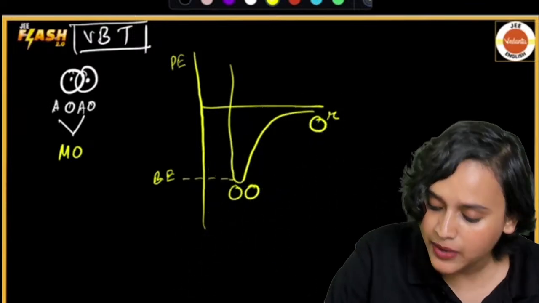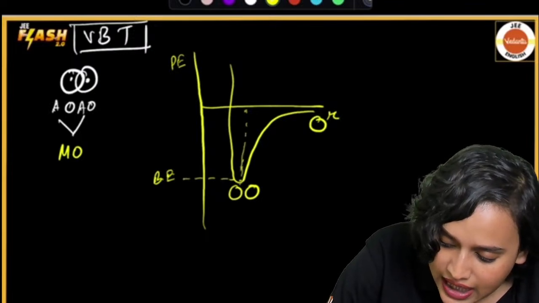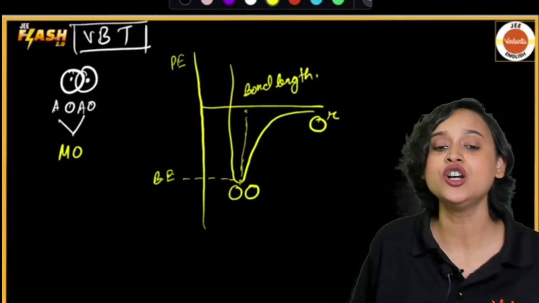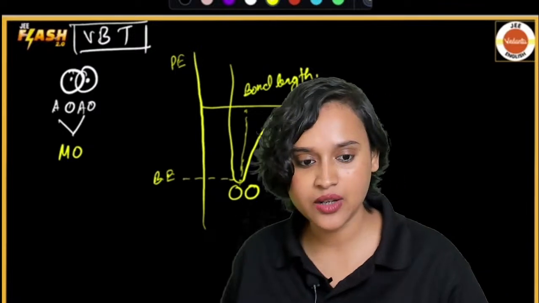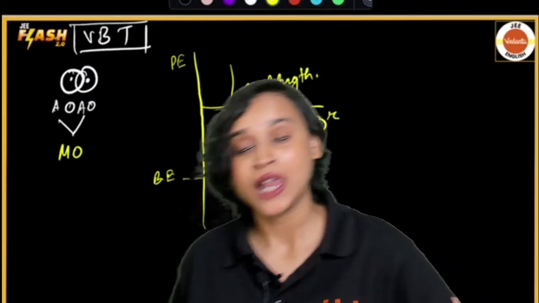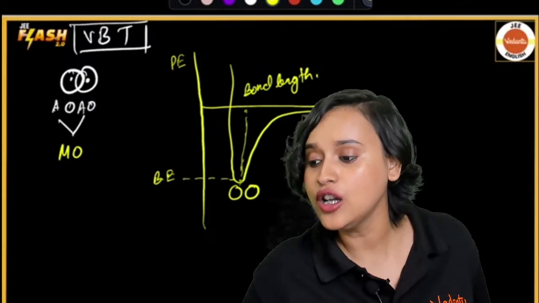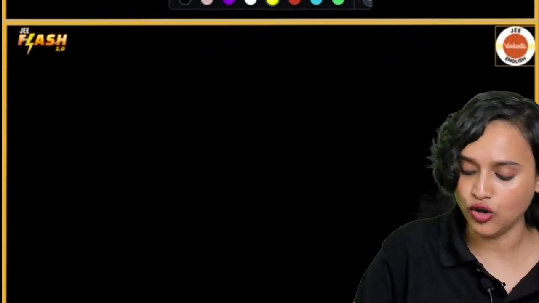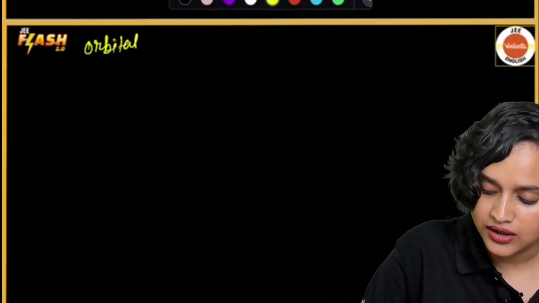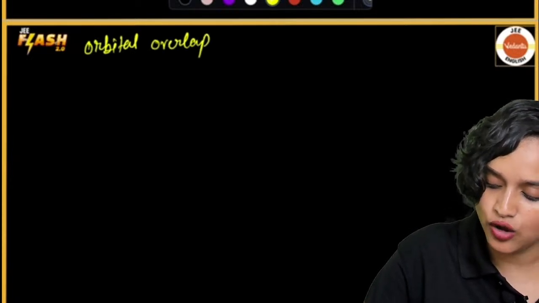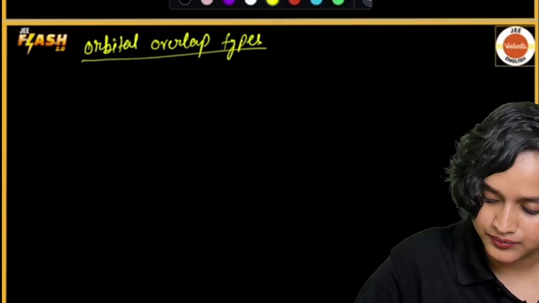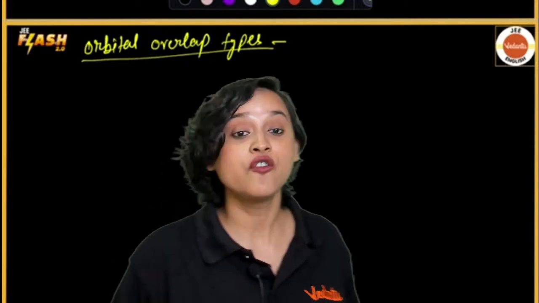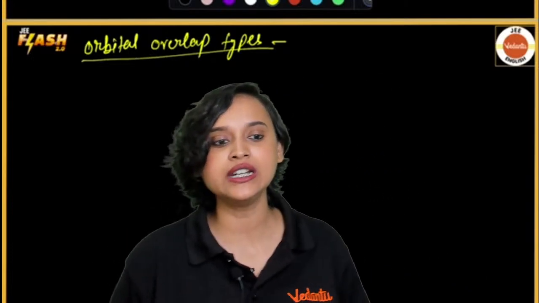Now, everybody, this particular point will be called your bond length. Are you understanding, everyone? Cool. Now, let us understand the different types of orbital overlap. This will make your phase and orientation clear.